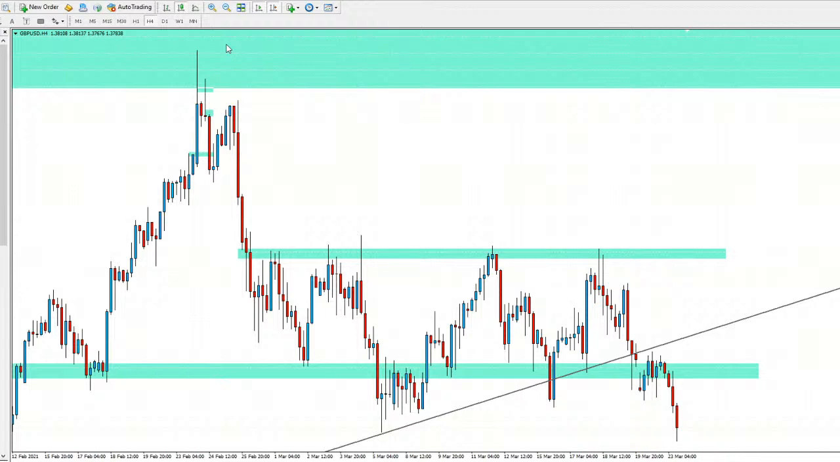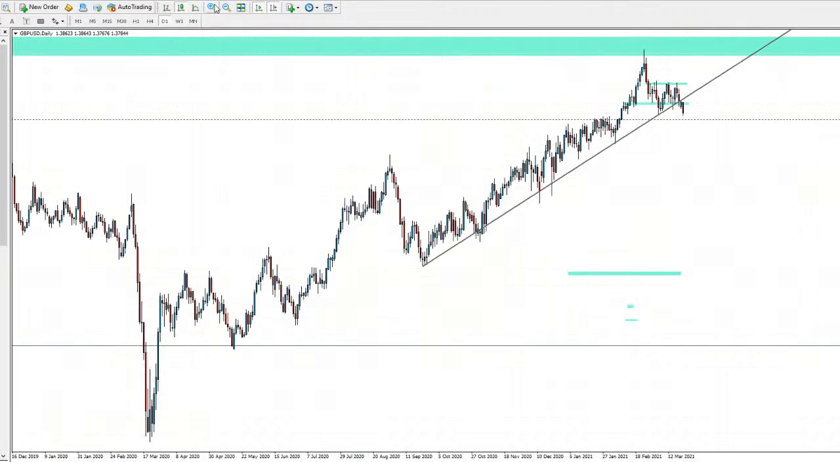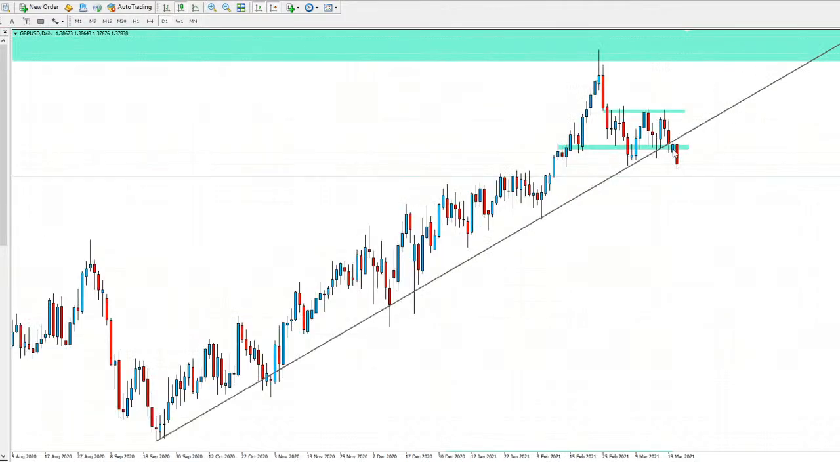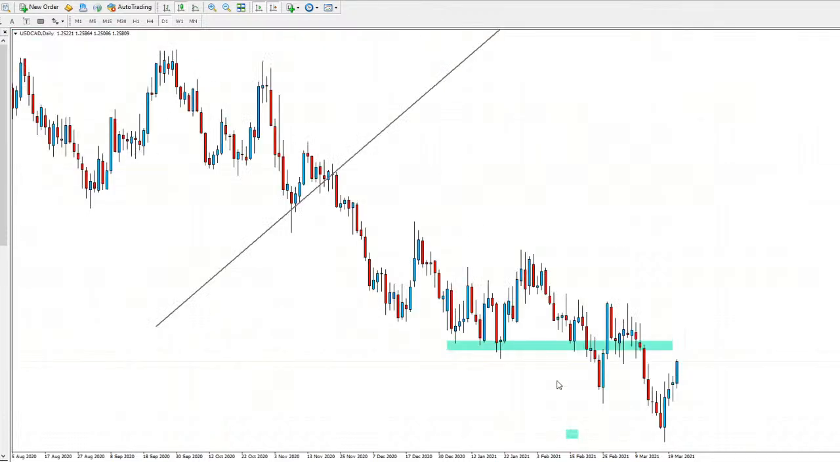So I do think GPUSD is on its way back down now. Could see a bit of retracement and then continuation to the downside. But again, it would be nice if we get a daily close like this, breaking through that trend line there in the market. USDCAD again looking bullish here.